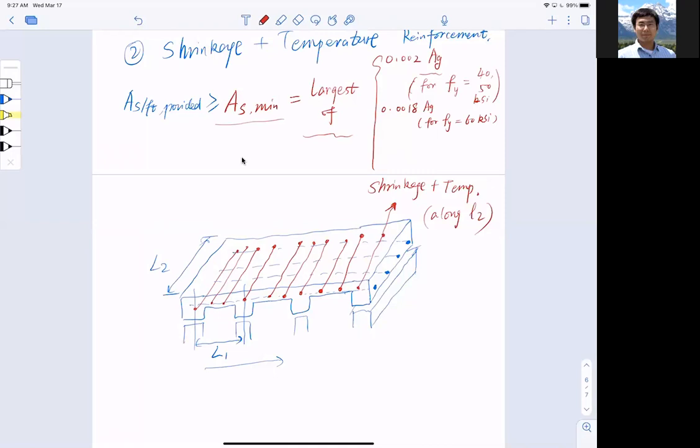And also, this is 0.0018 times 60,000 divided by Fy, times Ag, and this condition is for Fy greater than 60 ksi. Very specific. All right, so that is the reinforcement.